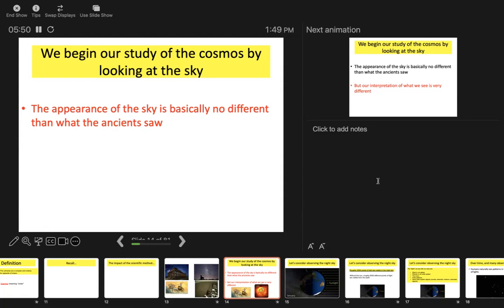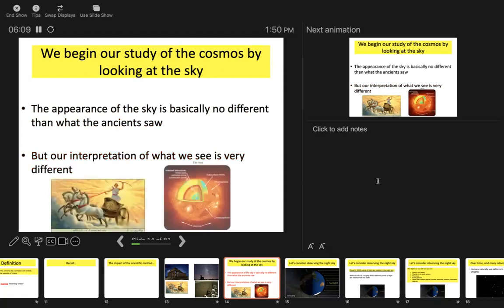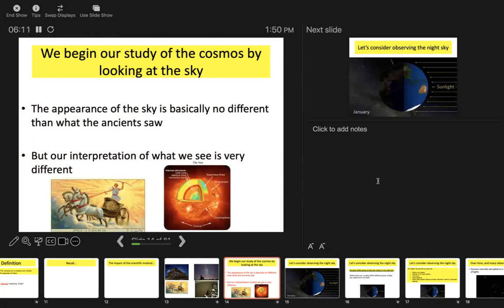They saw the sun, obviously. They saw the planets. They see the same thing that we see. The only difference is that we have more knowledge of what we're seeing than they did, right? Our interpretation of what we see is very different from theirs. Remember, they had all these great stories, but we know that those aren't true. It's not a guy pulling the sun. We know the sun is a big ball of hydrogen and helium, right?